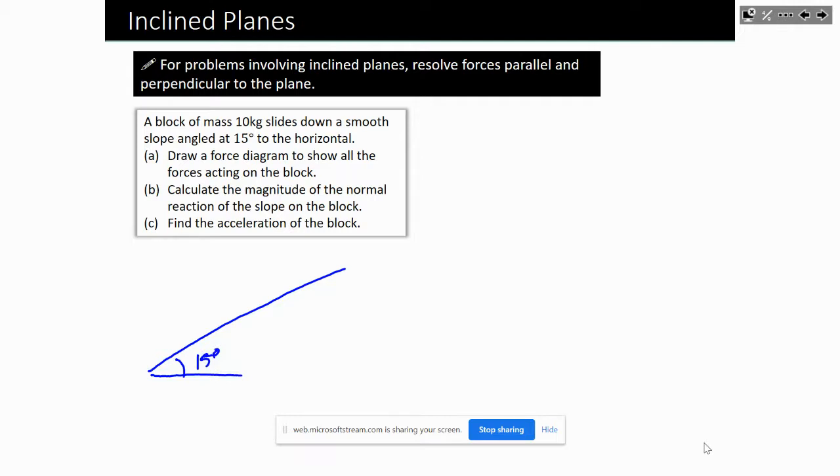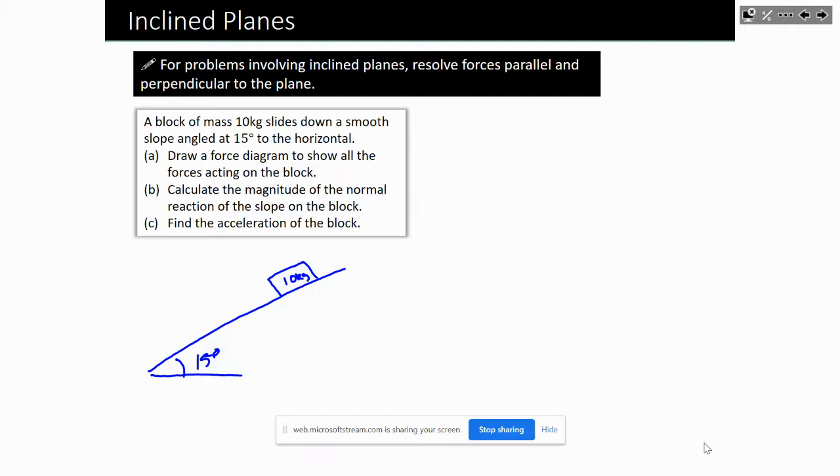And a block of mass 10 kilograms slides down that slope. So we have a block on this slope of 10 kilograms. Now, it's important to draw yourselves a fairly large diagram for this kind of thing because it can get rather messy if you don't draw a large enough diagram. And let's start by drawing our dotted lines.